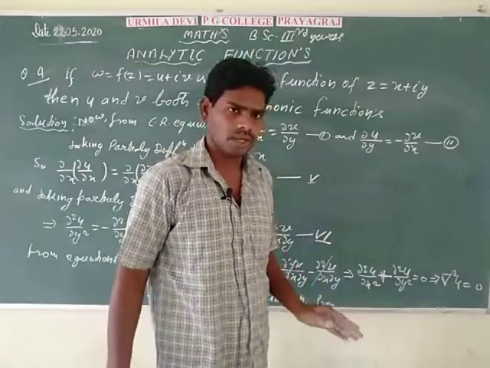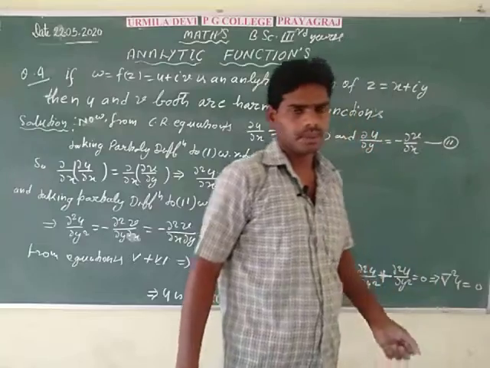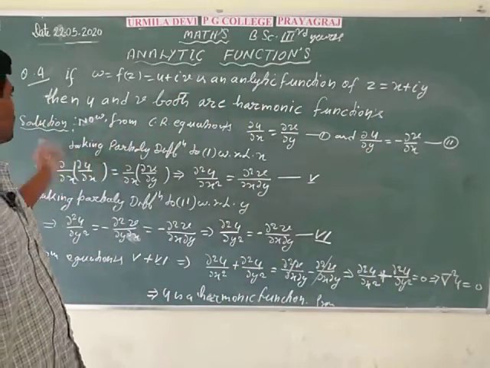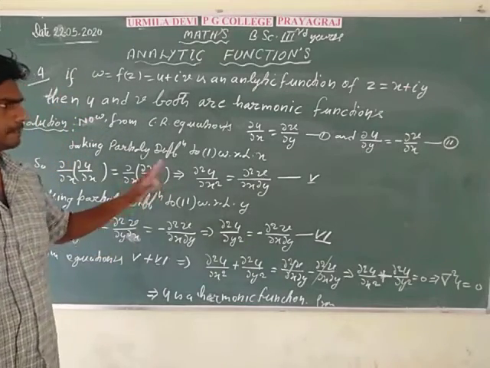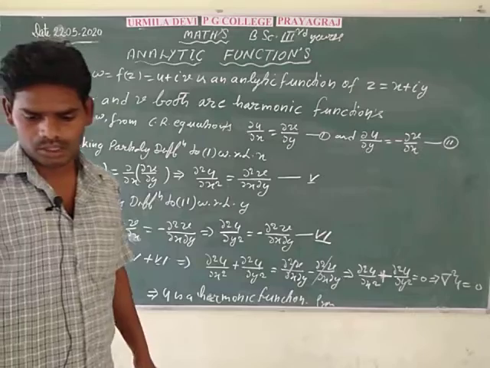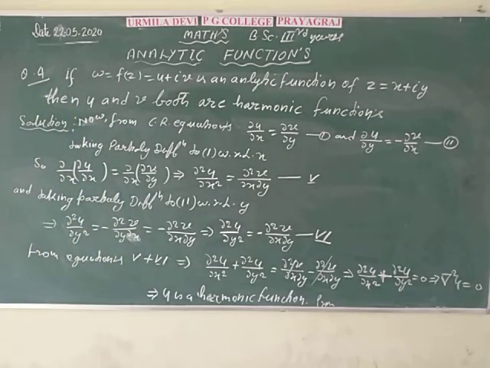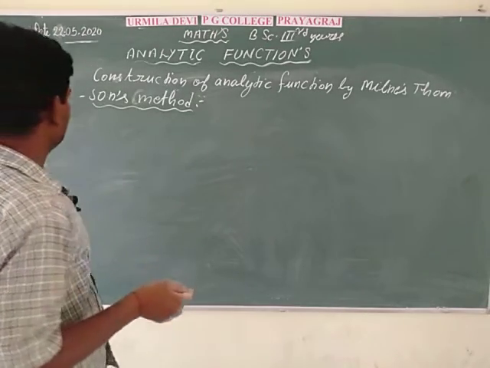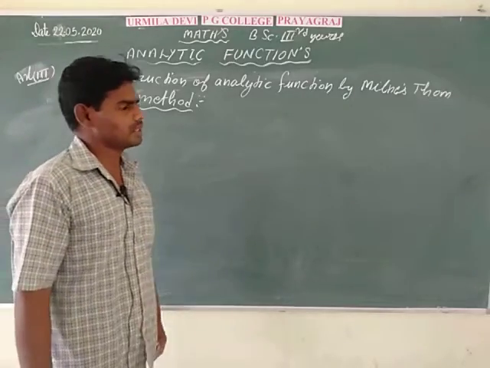because we can prove del square u is equal to 0 and del square v is also equal to 0. So this question is complete, and hence the next question. So in question fifth, consider the next article. The next article is construction of an analytic function by the Milne-Thomson method.